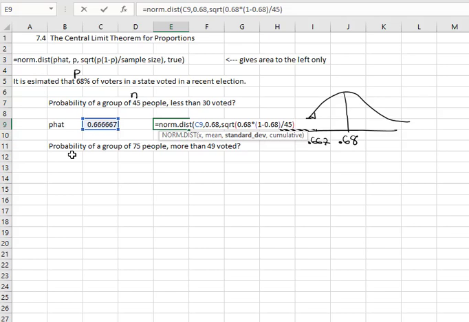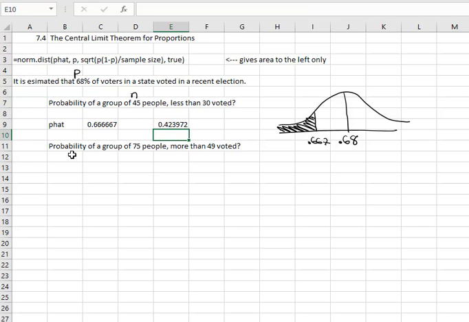Close the parentheses then on the square root and hit comma. And we always end with true. Close the parentheses on the whole normal distribution, and when we hit enter, we find out the probability a group of 45 people less than 30 people voted is 0.4239, or about 42%.